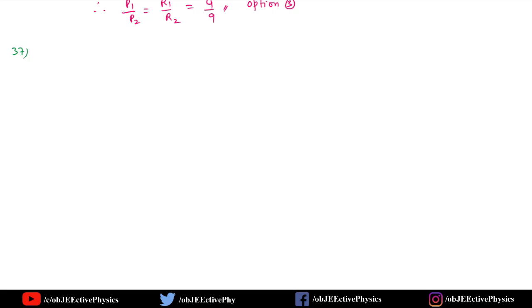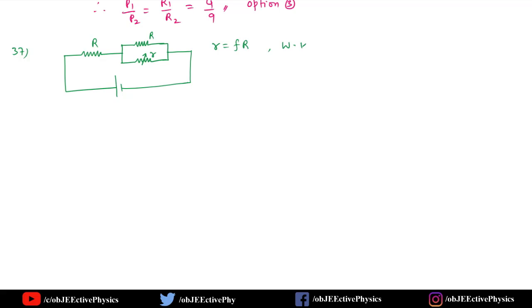In the circuit shown, the resistance small r is a variable resistance. If for small r equal to small f into capital R, the heat generation in small r is maximum, then the value of small f is. So in question 37, first we should draw the given circuit. Here it is capital R and here also capital R. This is small r, but it is variable. Small r is given as small f into capital R. Heat generation in small r is maximum, then the value of small f is.